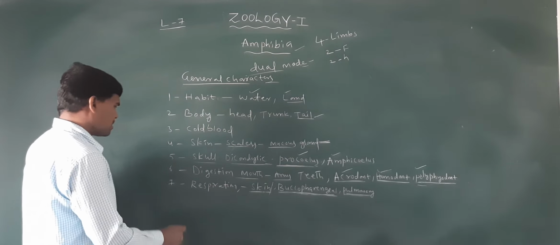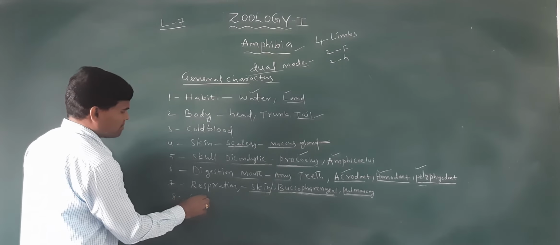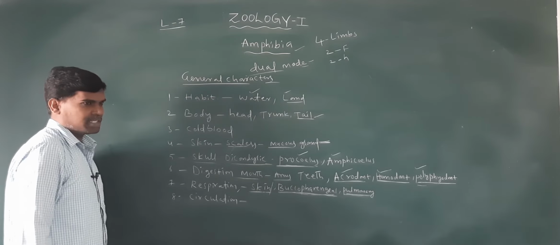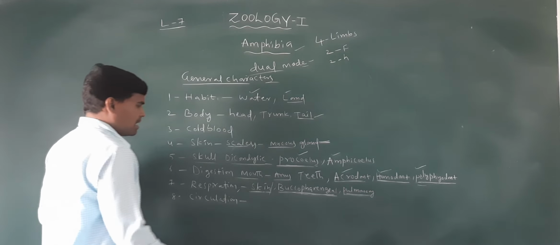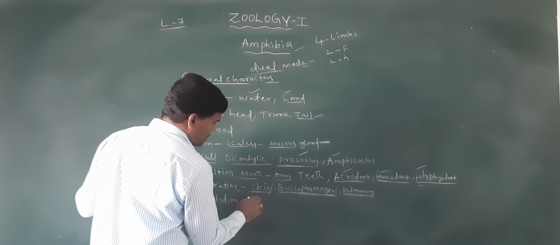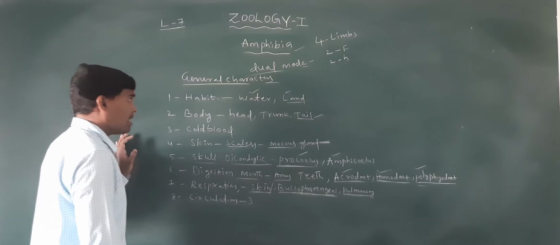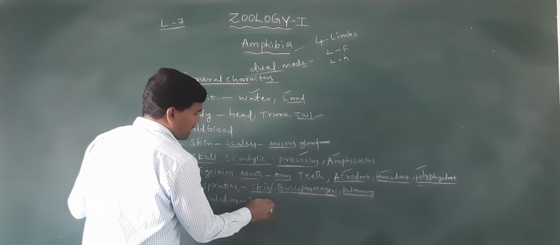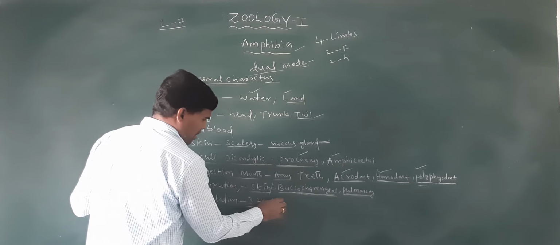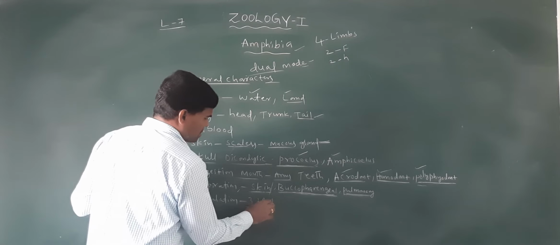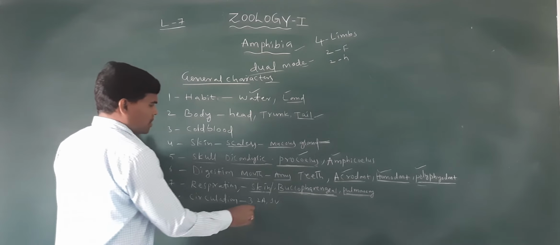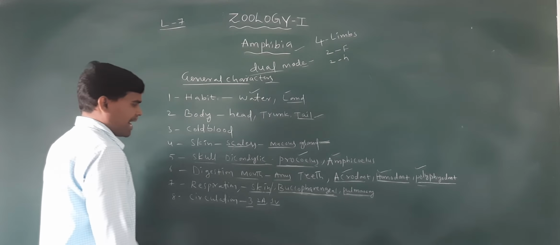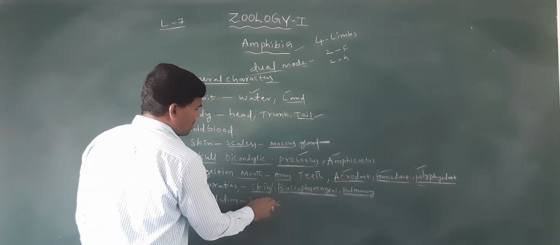Coming to the next point, circulation. Which type of circulation? The closed type of circulation. How many chambers of the heart? A 3-chambered heart in amphibians, with two auricles and a single ventricle. The ventricle is not divided but the auricles are divided.